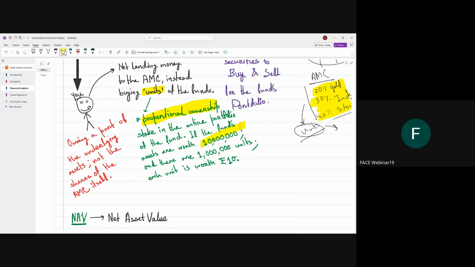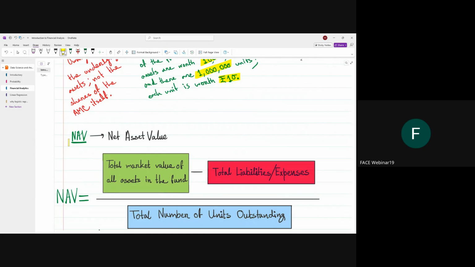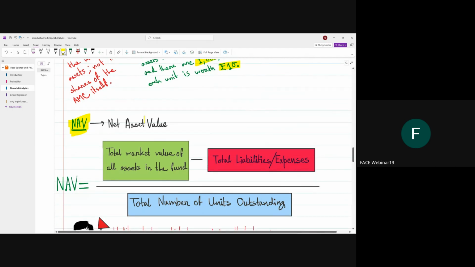So if the total asset is say 1 crore and there are around 10 lakh units, then you divide the total fund by the number of units, and you get the NAV. That is the price of each unit of the fund. So now we have another new term, NAV, net asset value. Consider it as the total market value of all assets in the fund.